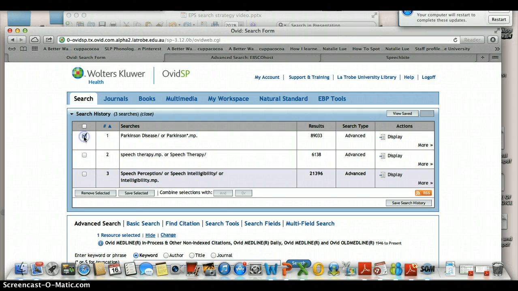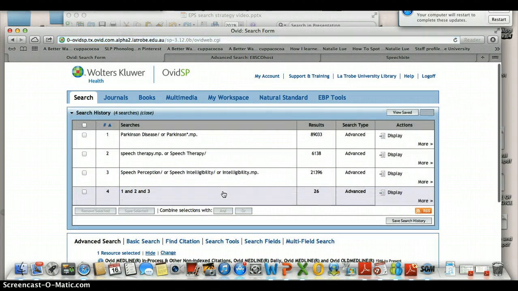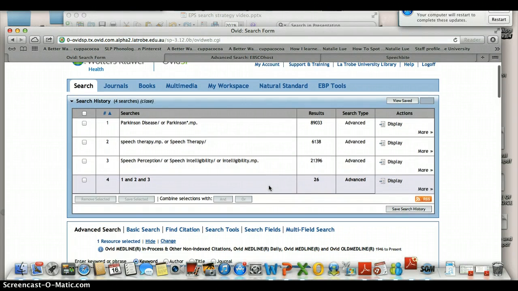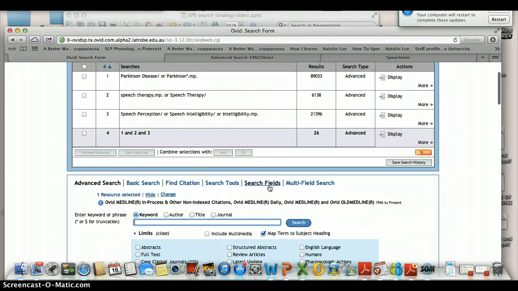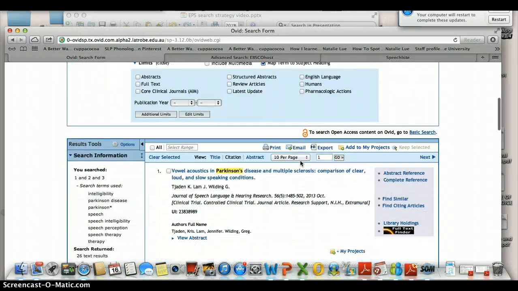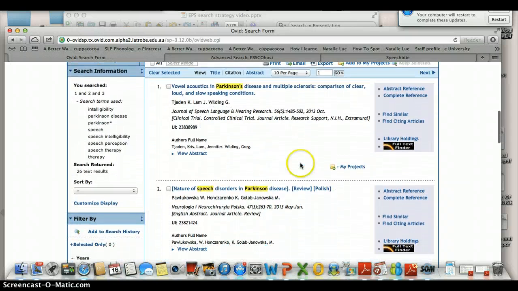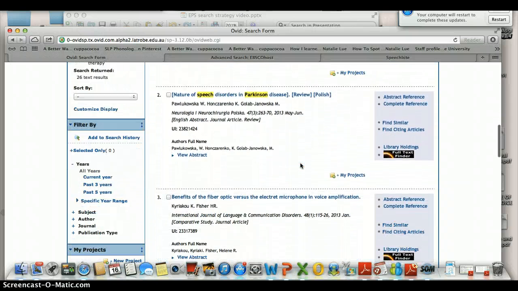Okay, so now we want all three of those search terms to be in the article, so we select combining those with AND, then we come up with 26 papers. So that's a manageable number of papers to have a look at. So they're down here.